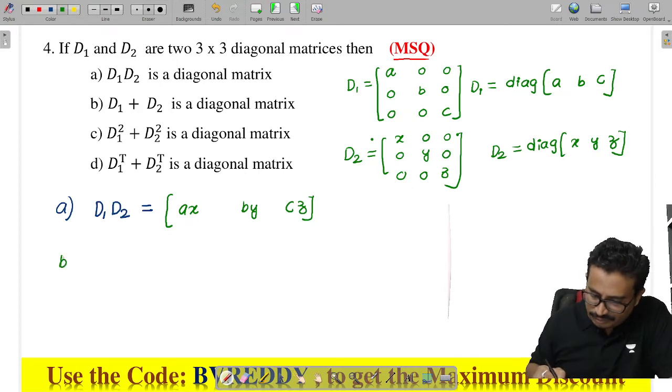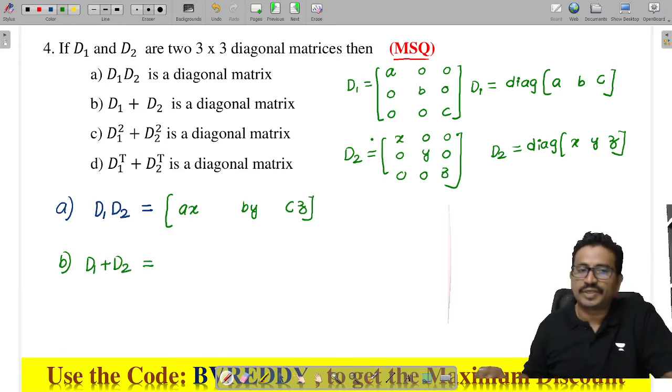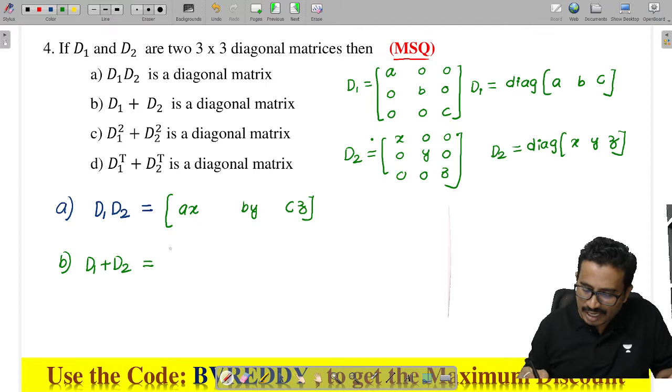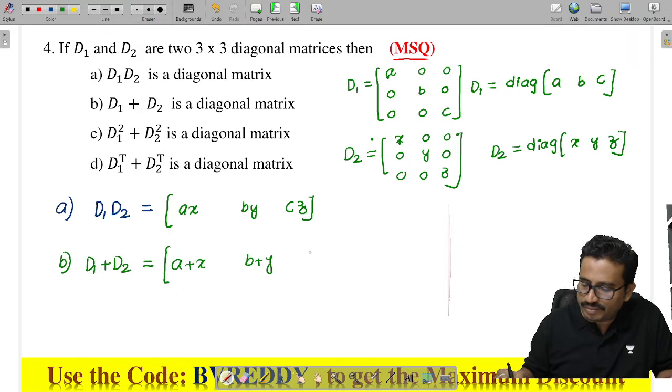Next, D1 plus D2, the sum of the two diagonal matrices. If I add, you tell me what we will get now here: a plus x will come, only diagonal matrix, that is b plus y will come and c plus z will come.